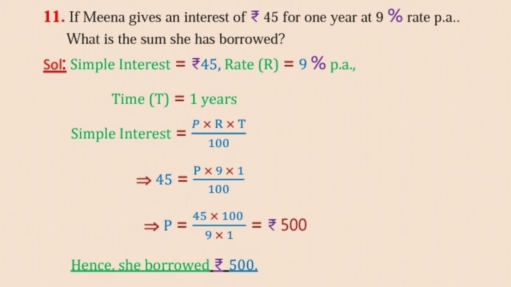Now formula, simple interest is equal to P into R into T upon 100. Substitute the values. Therefore 45 is equal to P into 9 into 1 upon 100. Therefore P is equal to 45 into 100 upon 9 into 1. On simplifying this, we will get 500. Hence, she borrowed rupees 500. It's clear, everyone? Very good.